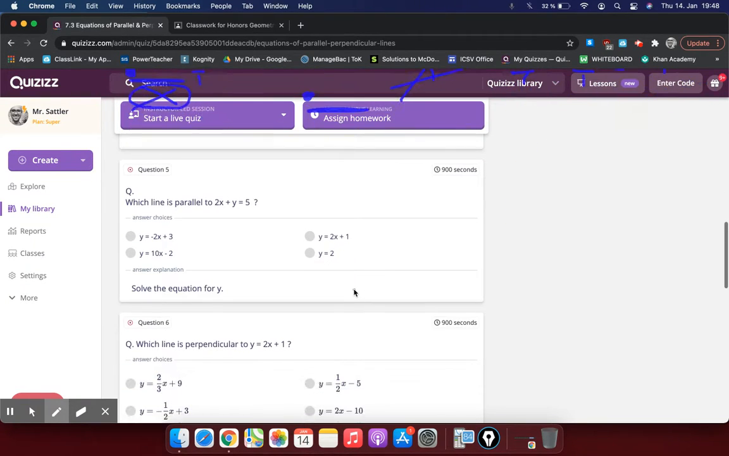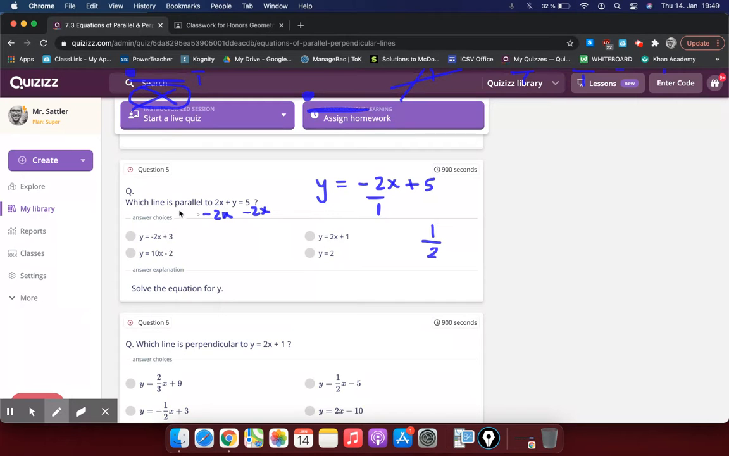Okay, which line's parallel? 2x plus y equals 5. Now this one is not in slope-intercept form. We have to get the y by itself, and right now the 5 is by itself. So we have to subtract 2x on both sides first, and now compare it to the formula y equals mx plus b. The slope is negative 2. So we're looking for the reciprocal of 2/1 would be 1/2, and since this is already negative, we're looking for an equation that has a positive 1/2.